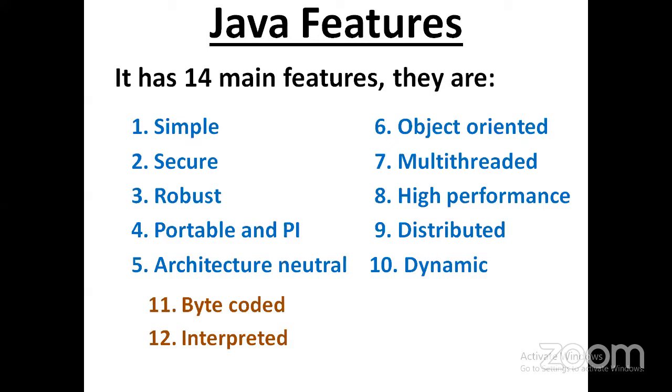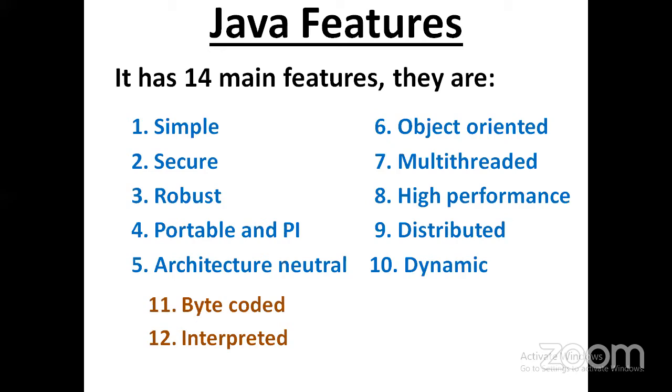Byte coded and interpreted. The Java program is compiled into byte code. That's why it is called what? Byte coded. And later the compiled code is converted into machine language by the interpreter. That's why it is called what? Interpreted. So these are the 12 features of Java programming language.